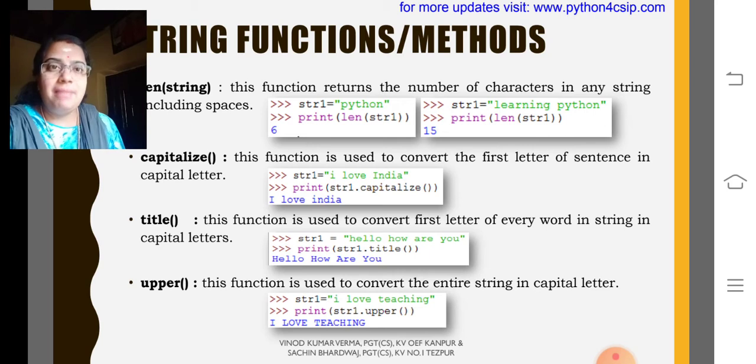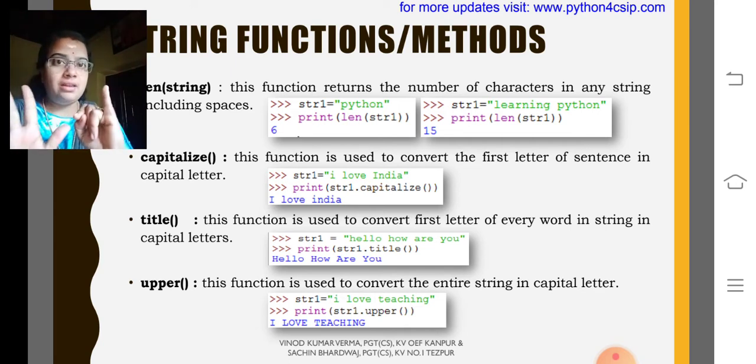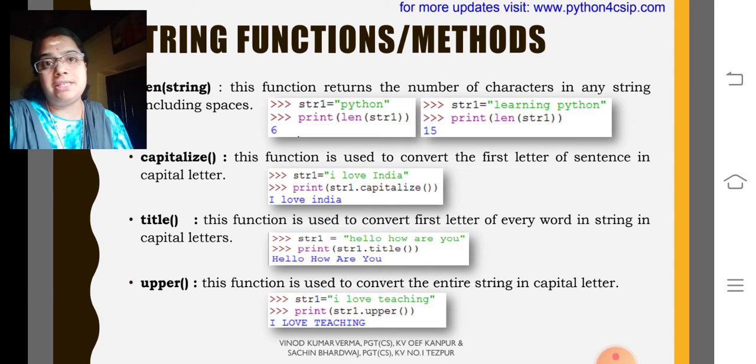Let me give some examples. Here the first function is len. This function returns the number of characters in any string. Look at the program: str1 is equal to "Python string of length", and print len of str1. It will count the number of characters. For "Python", we will get 6 characters.